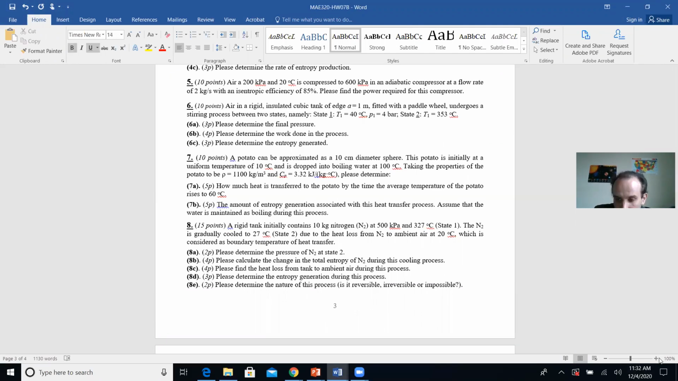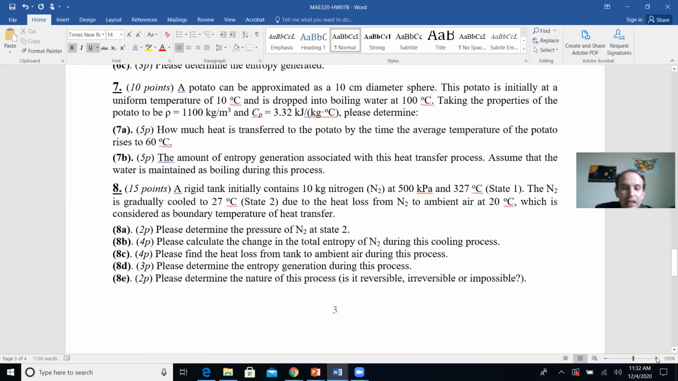Let me enlarge it. It states you have a rigid tank which contains 10 kilograms of nitrogen at given pressure and temperature. Again, what does it mean? You have state 1, correct? And make sure you are able to convert these temperatures into Kelvin. So it will be 600 Kelvin, correct? Then your nitrogen, unlike the previous situation, is gradually cooled. So heat is taken out from your system. It's gradually cooled to 27 degrees Celsius, which will be state 2, which will be 300 Kelvin.